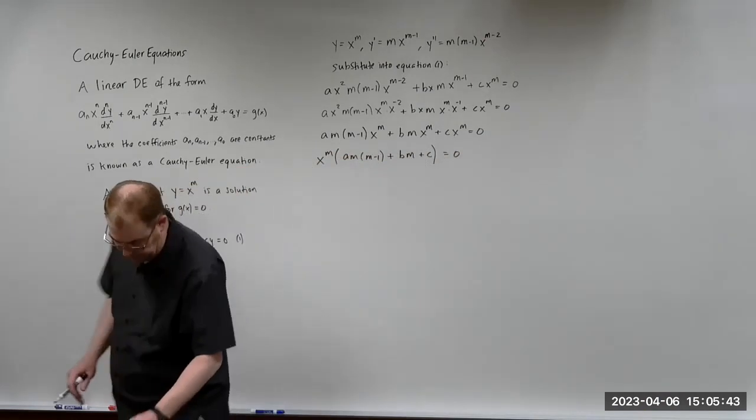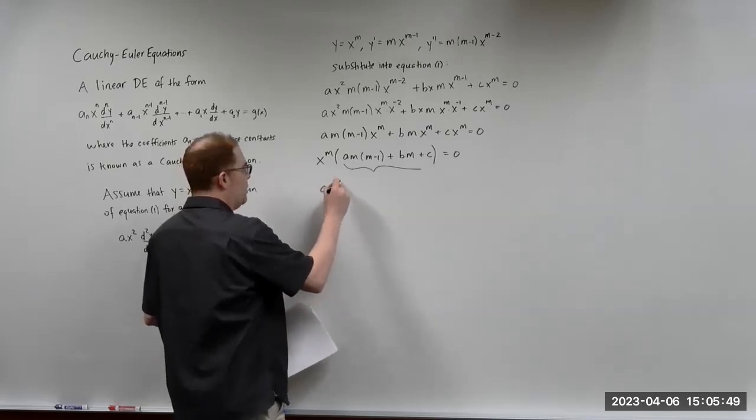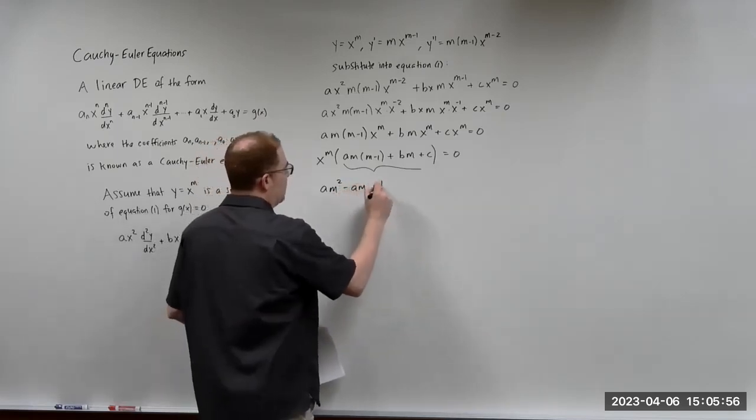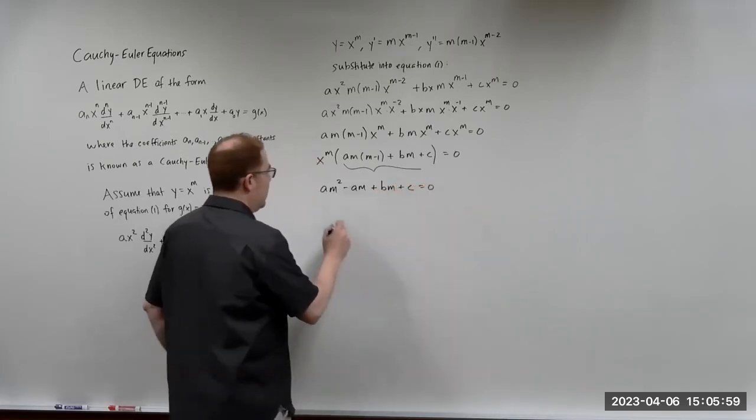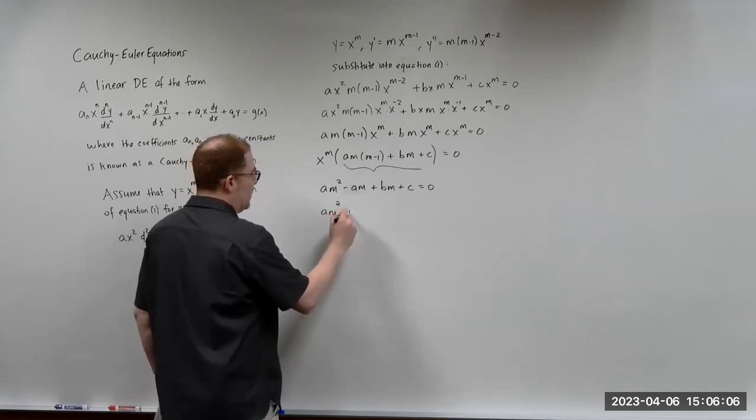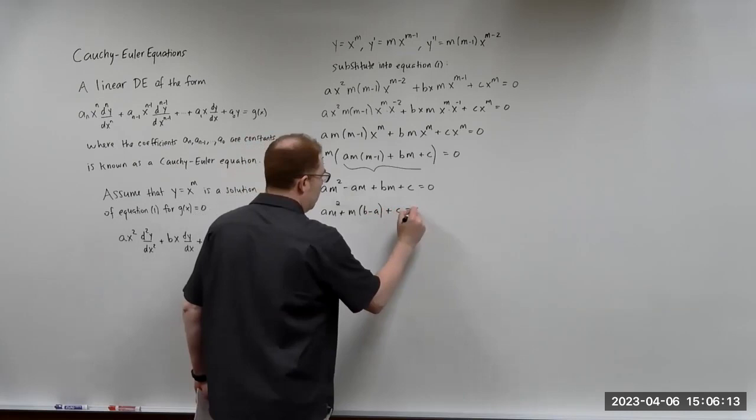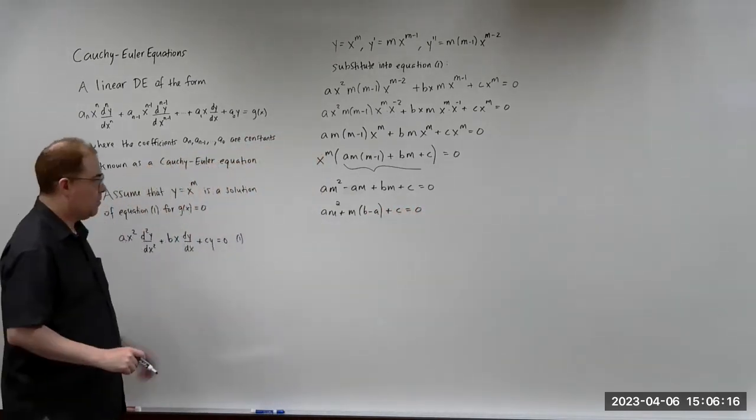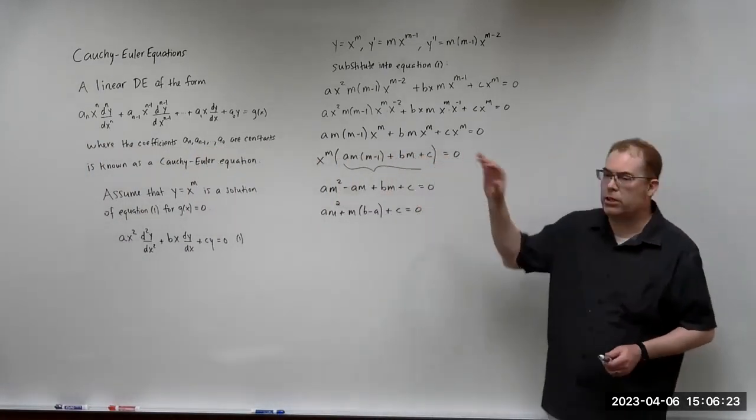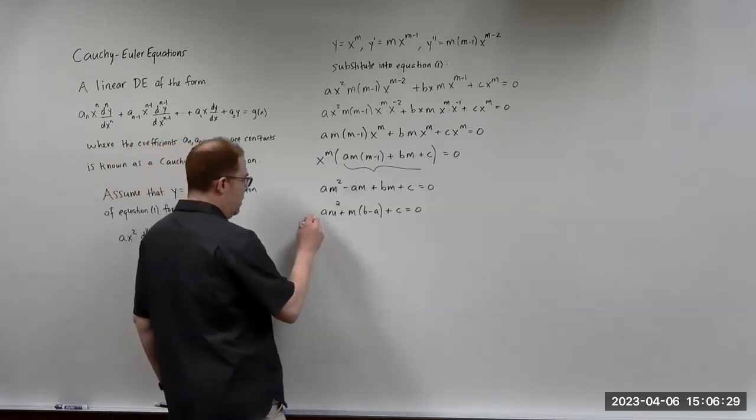Okay. So that's going to leave us with this equation here. We're going to get a times m squared minus a times m plus b times m plus c equals 0. And this is equivalent to a times m squared plus m times (b minus a) plus c. So this is our corresponding auxiliary equation, or sometimes it's known as the characteristic equation, for the Cauchy-Euler equation. As we expect, it's a little bit different from the previous one.